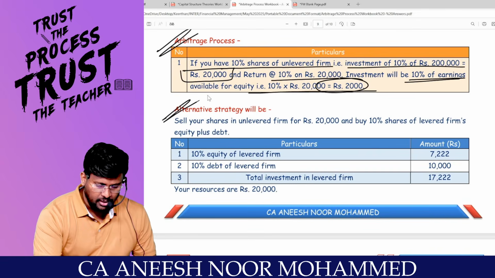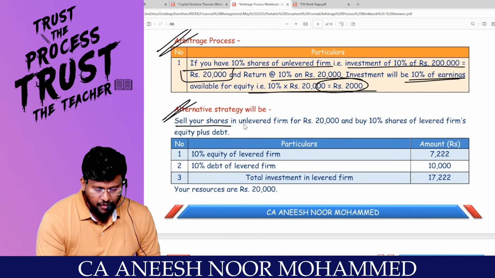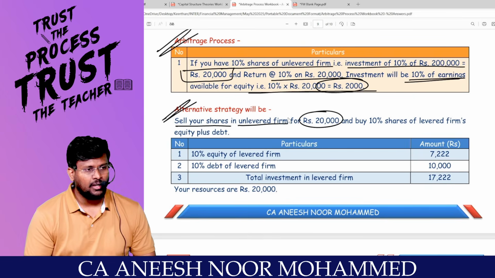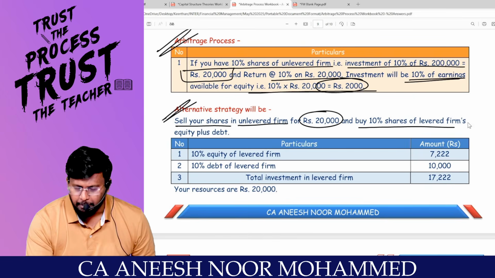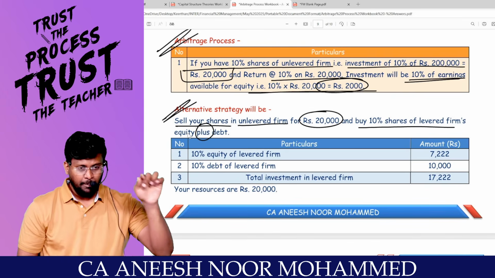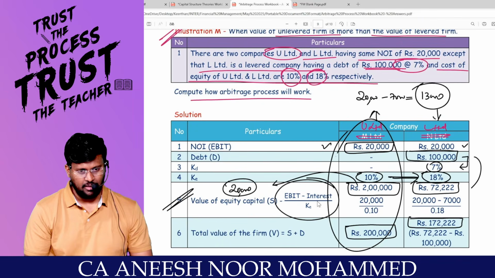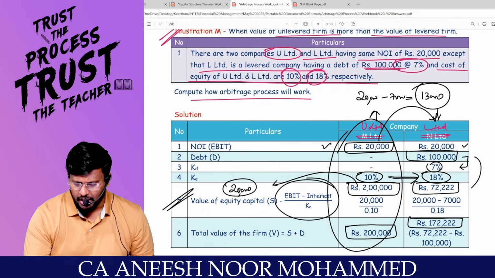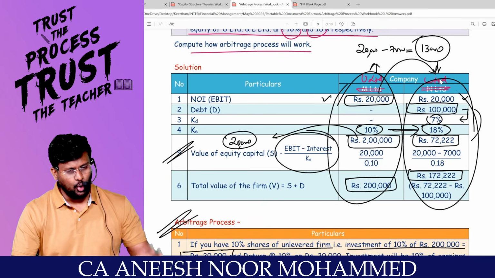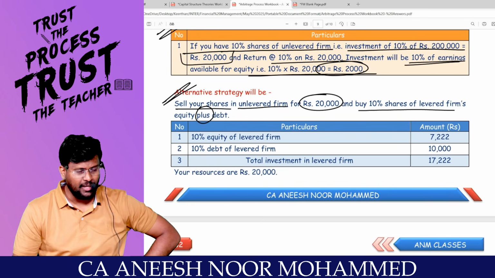Now you can jump from the unlevered firm to the levered firm. First, sell your shares in the unlevered firm. How much will you get? 20,000. And buy 10% shares of the levered firm, equity plus debt. Because in the unlevered firm only equity was there. Now you are shifting to the levered firm, where equity and debt are there. So in the debt equity ratio, you have to go and invest.